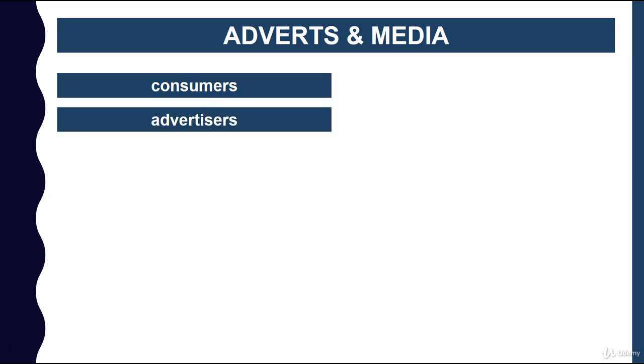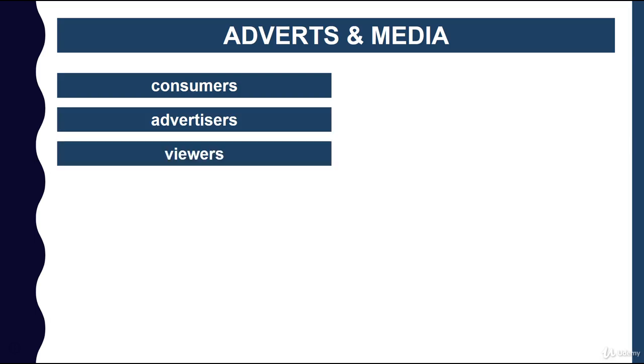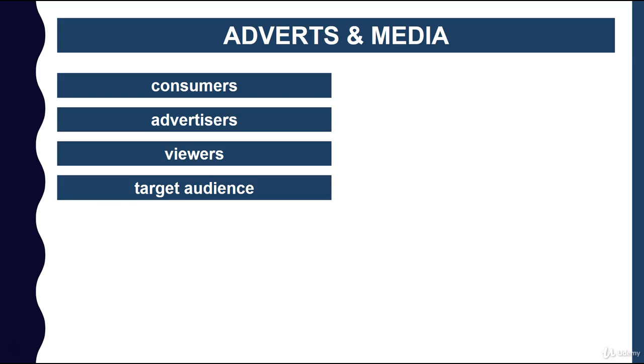People who advertise things are advertisers. Viewers are people who watch something, whether it's on a computer or on a TV. Your target audience is the audience that the company is targeting. What this means is if you are selling a toy for a child, the target audience would be children, so the adverts would be shown during TV programs for children, for example.